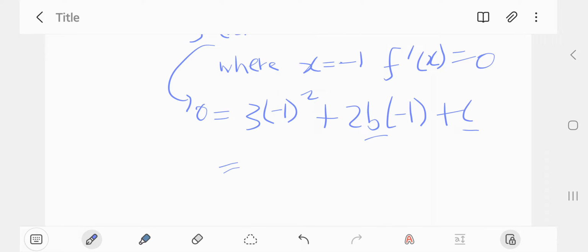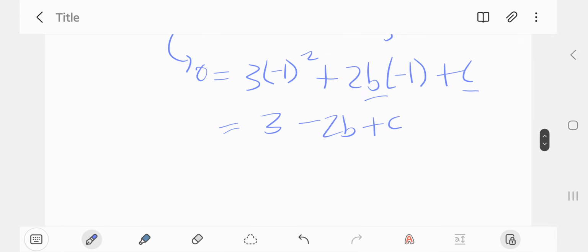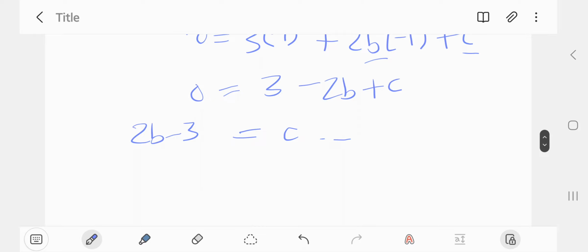So we have this, that. It's just going to give us 3 here. And then this is going to give us minus 2b plus c. I just want to make sure that I isolate c alone. So c is going to be equal to what? 2b minus 3. I just took that to the other side. So let this be our equation 1.